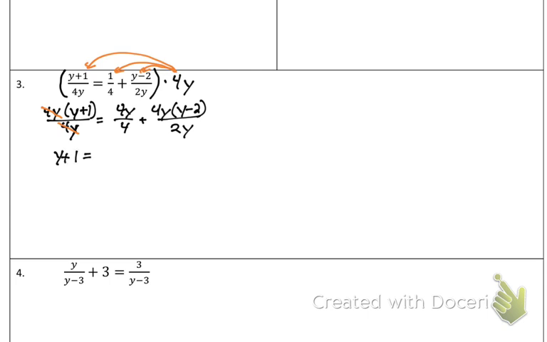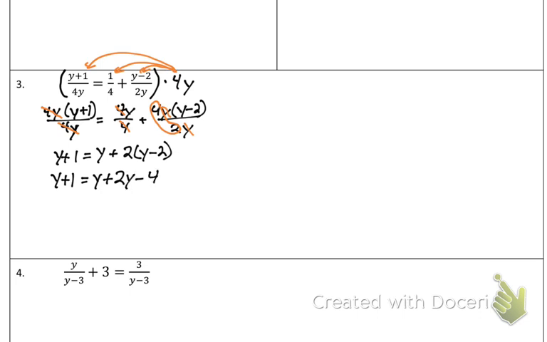Our 4's will cancel out. That 4y divided by 4, the 4's will cancel out. I'm left with y plus, we'll notice that 4y divided by 2y, well, 4 divided by 2 is 2. The y's will cancel out. Our y's will straight up cancel out. These will turn into just 2. So we'll have 2 times y minus 2. Doing some simplification, we'll have y plus 1 equals y plus 2y minus 4.